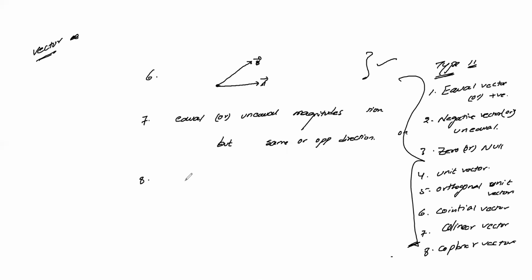Eighth one, coplanar vectors: vectors acting in the same plane. We call them coplanar vectors.